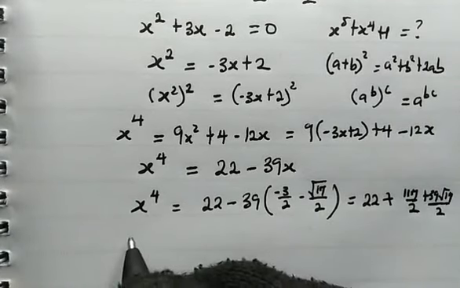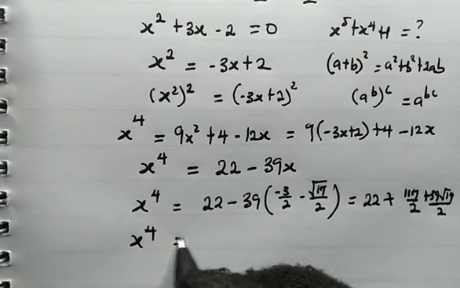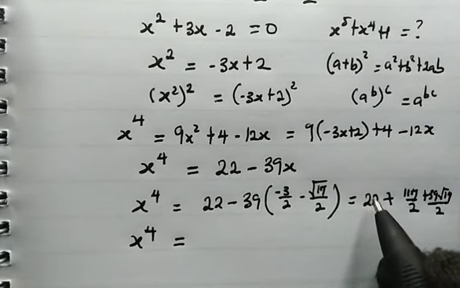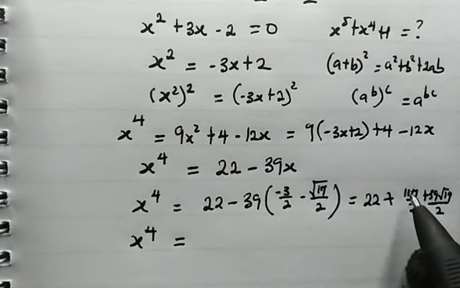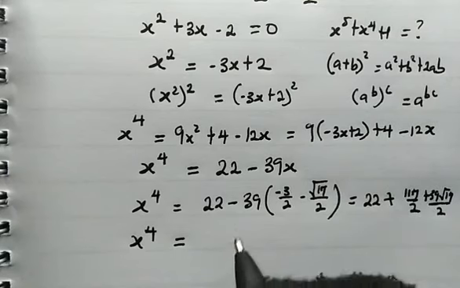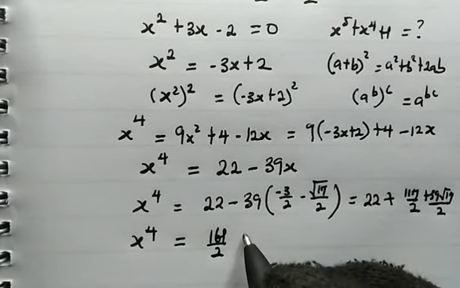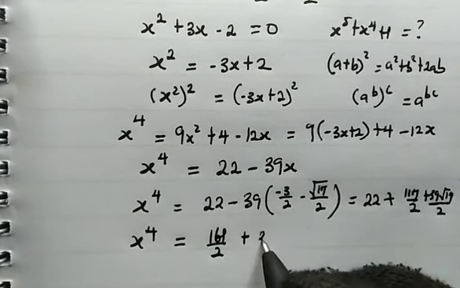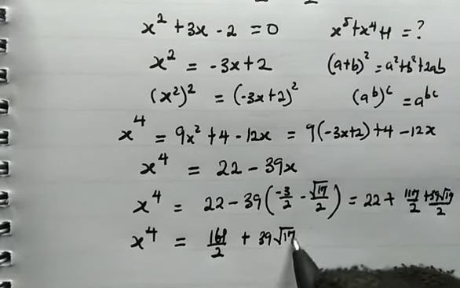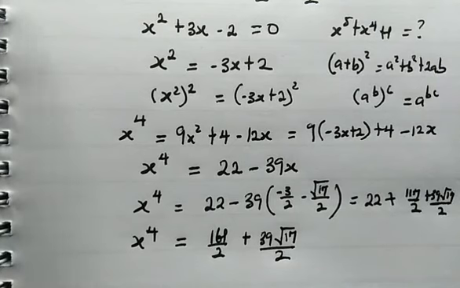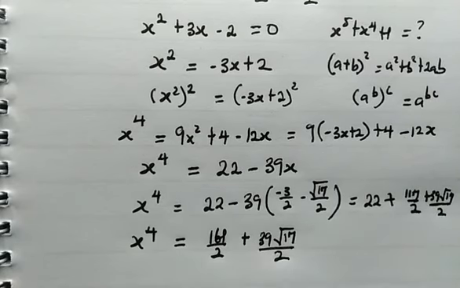So from here we have x to the power of 4 equals, now simplifying this properly, 22 will be the same as 44 all over 2. Then 44 plus 117 will give us 169. So we have 169 all over 2, then plus 39 root of 17 over 2. Okay, that is the value for x to the power of 4.